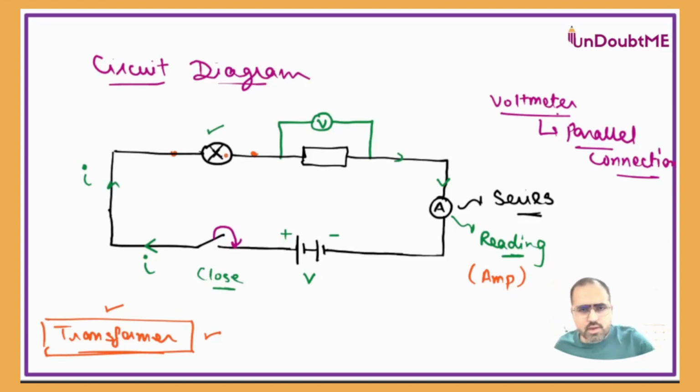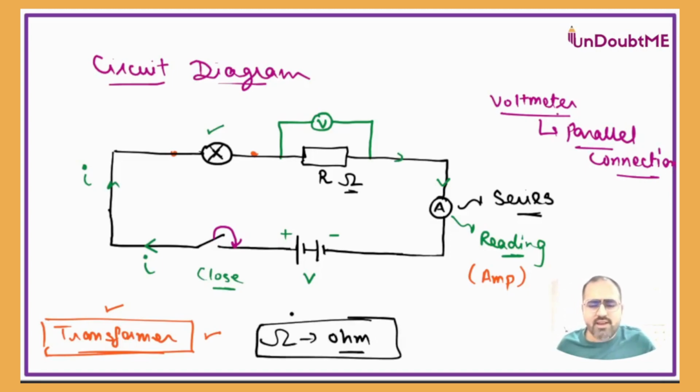Okay. Moving on, when this current passes through the lamp, it will go into the resistor. The reading of the resistor is R. Reading means the value of this resistor is R. Resistance is measured in ohms. This symbol is called ohm. Once again, it's a Greek letter and this is called ohm.